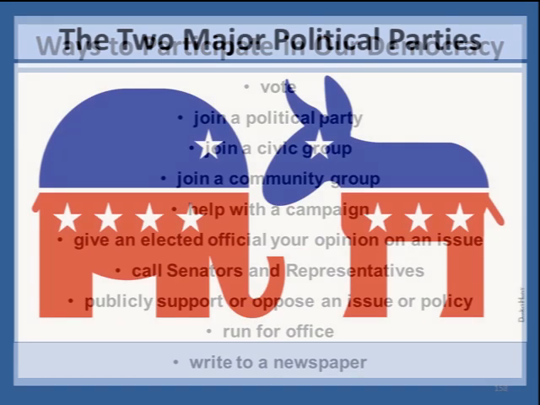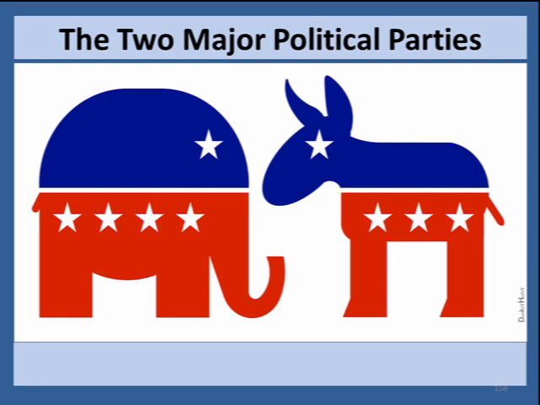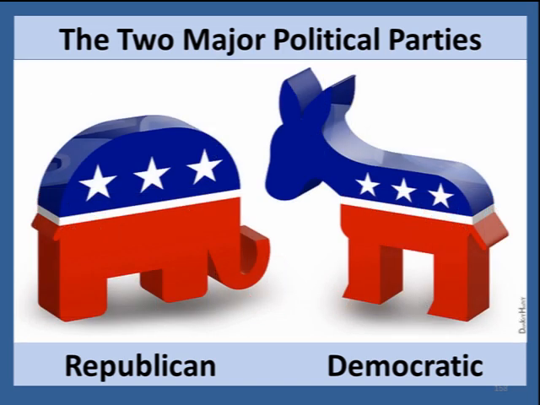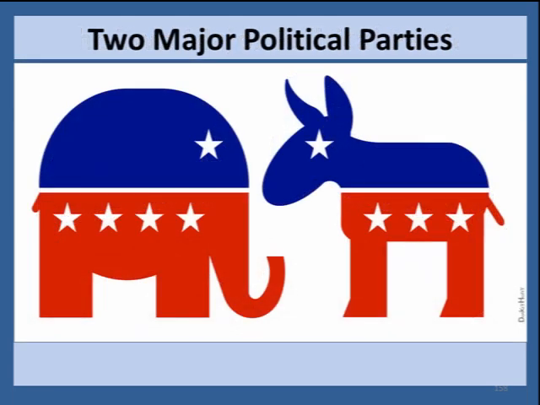The two major political parties in the United States are the Democratic Party and the Republican Party. The elephant is the symbol of the Republican Party, and the donkey represents the Democratic Party. Since the 1850s, all U.S. presidents and all but one Connecticut governor have belonged to one of these two parties.